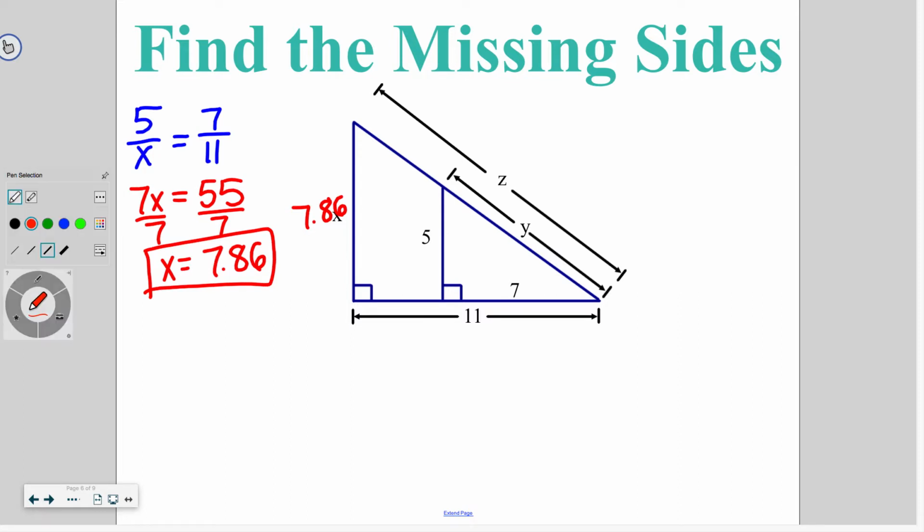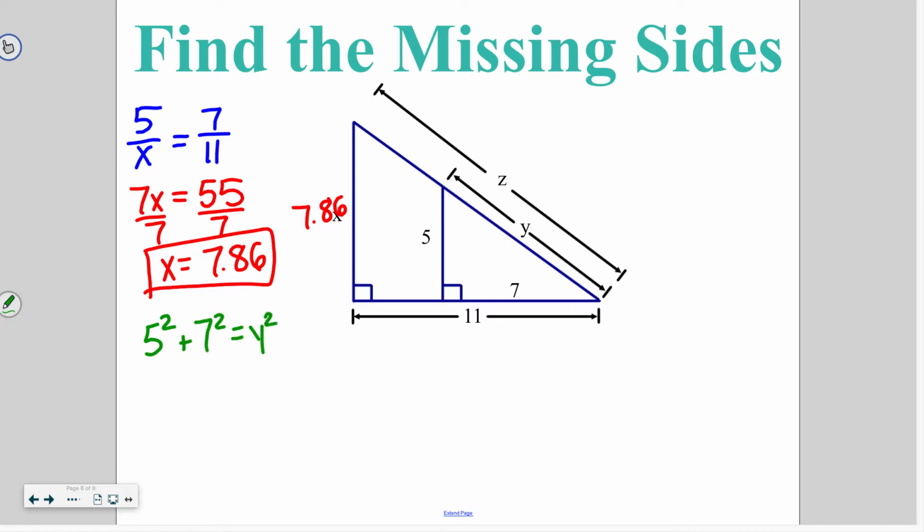Y we are going to find using the Pythagorean theorem. It's a right triangle. So I've got 5 squared plus 7 squared is equal to y squared. 5 squared is 25. 7 squared is 49. So that still equals y squared. Adding those together, I have 74 is equal to y squared.